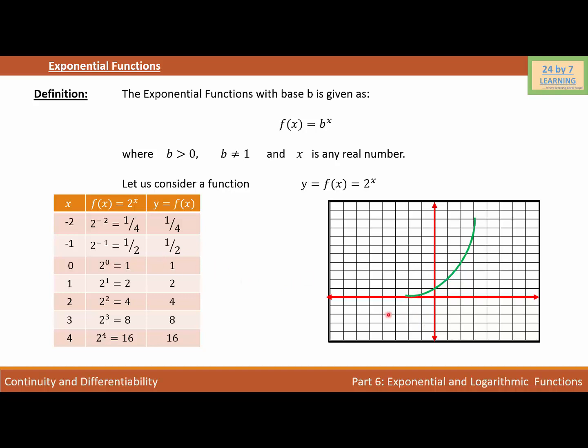When x is 0, y is 1. As you can see, x is 0, y is 1. When x is 1, y is 2. In the same way, I got all the other values of x and y. And this is my graph for the function y is equal to 2 to the power x.